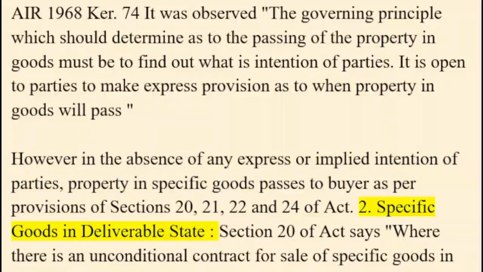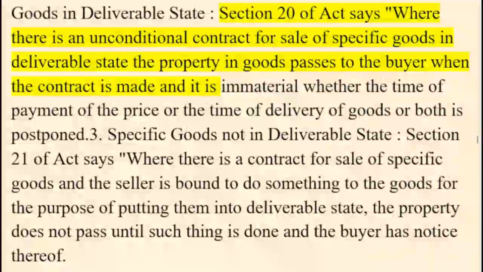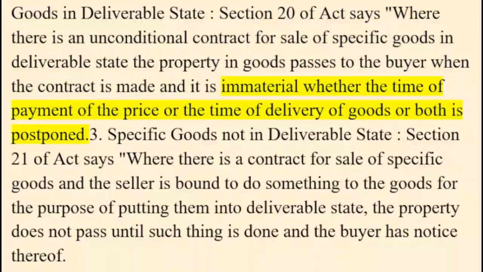2. Specific goods in deliverable state. Section 20 of the Act says, where there is an unconditional contract for sale of specific goods in deliverable state, the property in goods passes to the buyer when the contract is made, and it is immaterial whether the time of payment of the price or the time of delivery of goods or both is postponed.